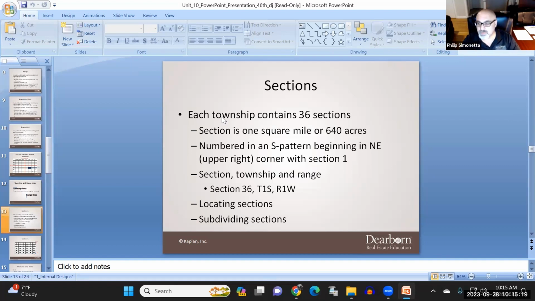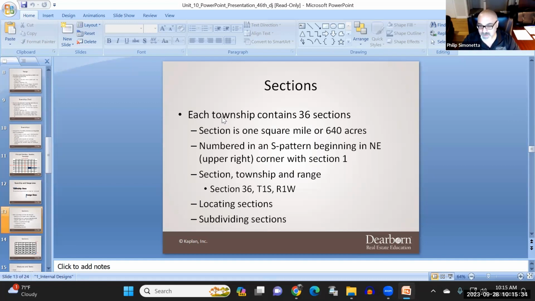Okay, so you need to remember this number. A section is 1 square mile. 1 square mile equals 640 acres. You got to know that number. 640 acres equals 1 square mile.